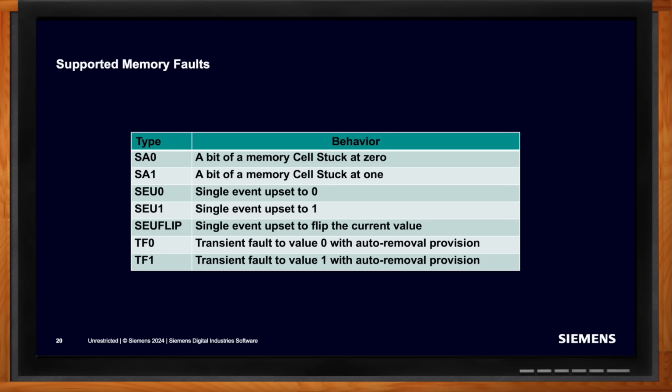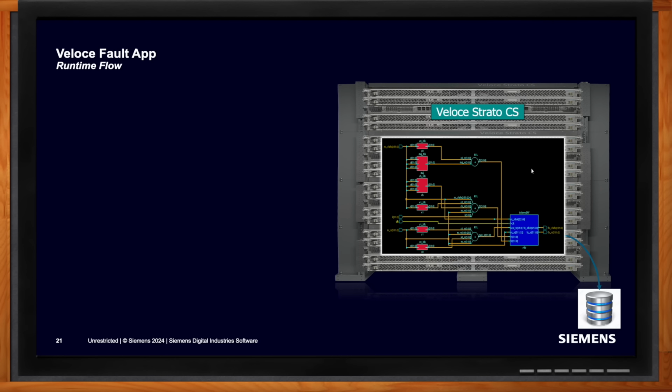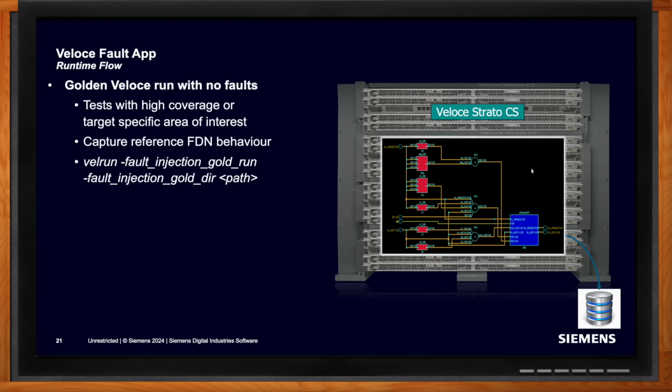So, can we also take a look at the runtime flow of the Veloce Fault app as well? So after the design has been compiled, you have all of your fault injection nets declared. You have all of your safety nets, that's your FDNs, declared. We now can begin our fault campaign. So as I mentioned earlier, we do a single pass run with the stimulus to take a look at how the stimulus is supposed to behave in the absence of faults. Basically, we record cycle for cycle all of the FDN states. We save that away into a database that's going to be used offline for comparison.